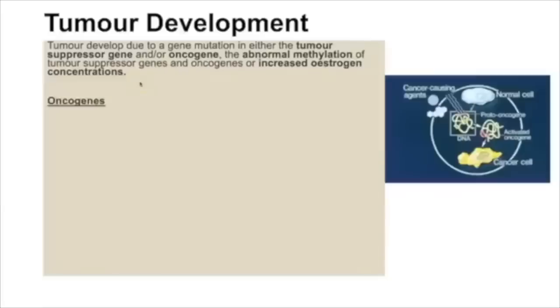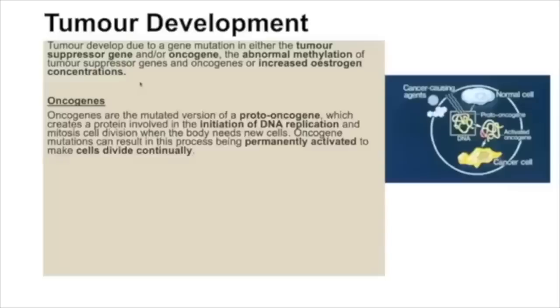Now, we've used this term tumour suppressor gene and oncogene, but let's just go through what those genes code for. So oncogenes are the mutated version of a proto-oncogene. And proto-oncogenes code for proteins which are involved in initiating DNA replication in the cell cycle. An oncogene, though, can result in the process being permanently activated to make cells continually divide even if new cells aren't needed in that part of the body currently.